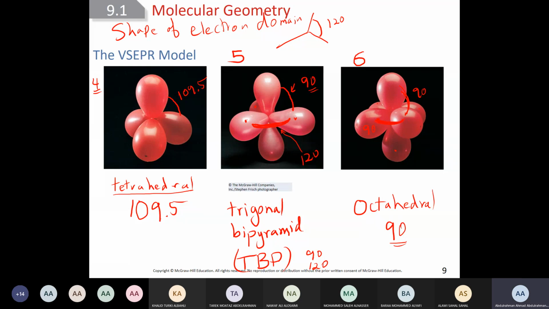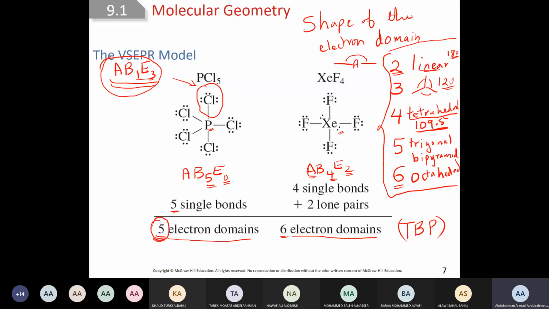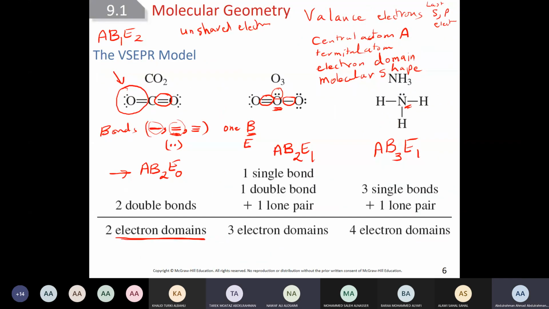What do we mean by the electron domain? The total of B and E. What's B and E? Bonds and unshared electrons, like this, and bonds. Clear? And the bond, whether it is a double bond or a single bond, is the same.